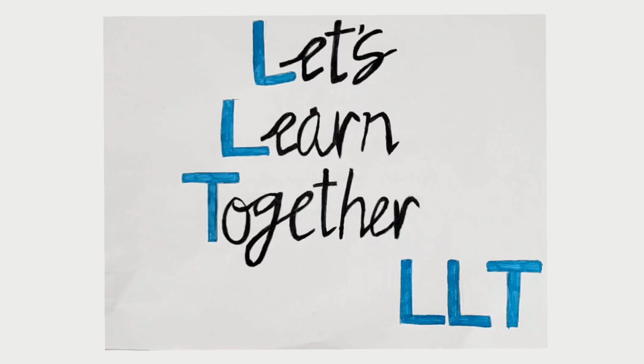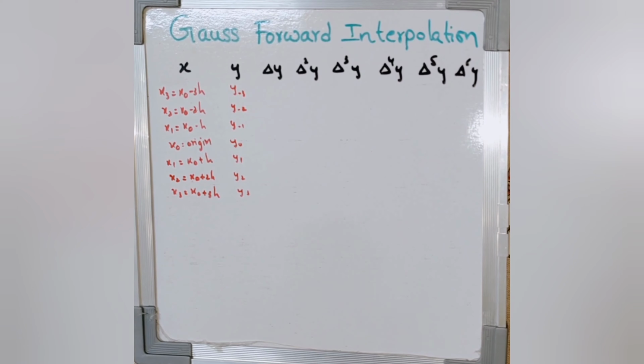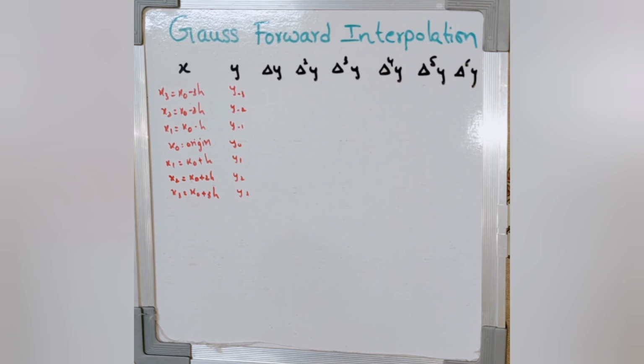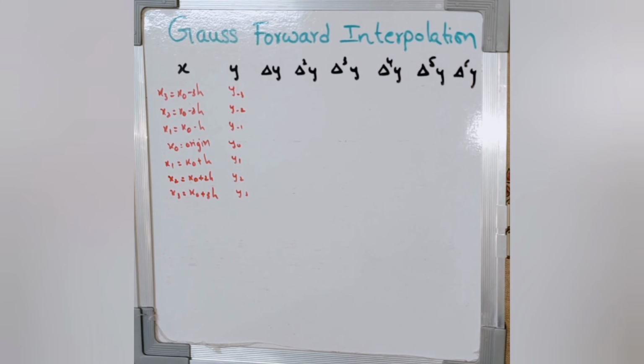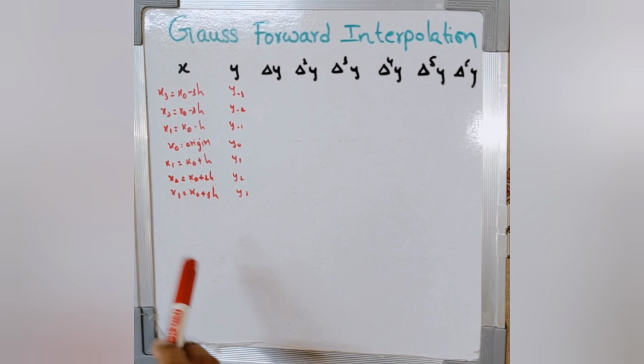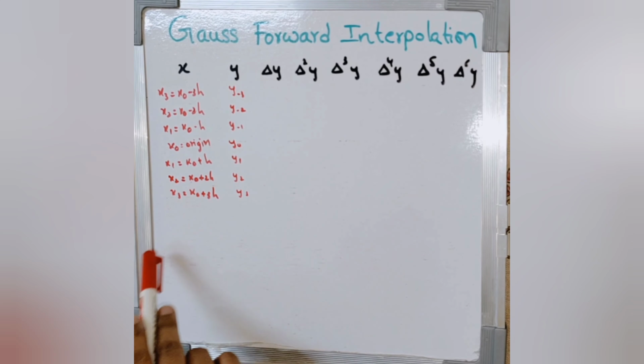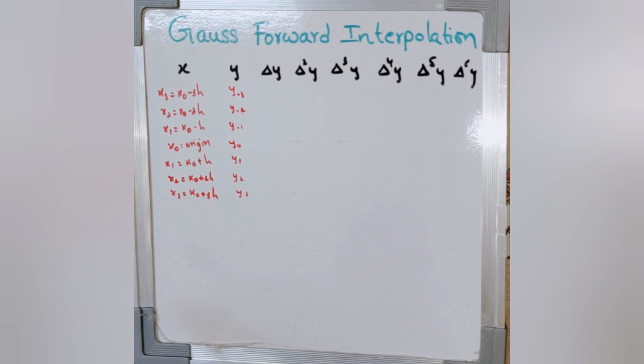Let's learn together. So today we are going to talk about the Gauss forward and backward interpolation formulas. First I will be talking about the Gauss forward interpolation formula, and this can be obtained by following some of these steps. Let's consider that we have the data of x and y values. Okay. First, what do we have to do?